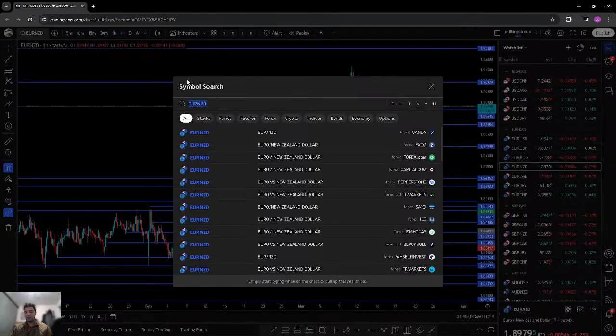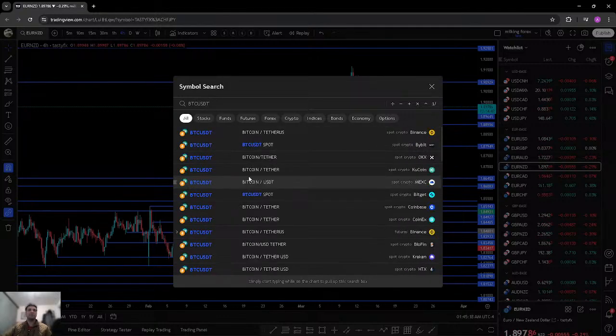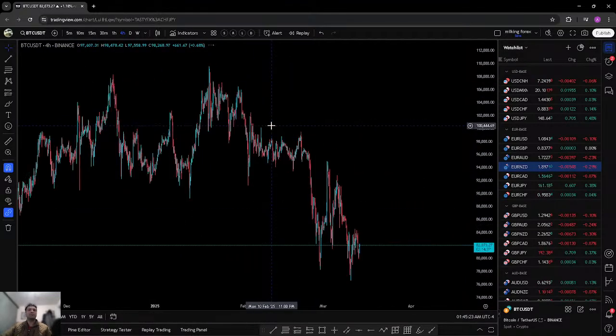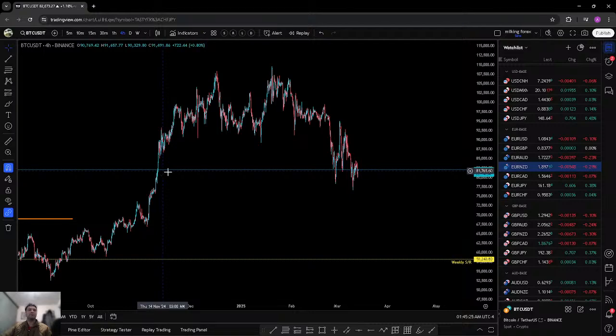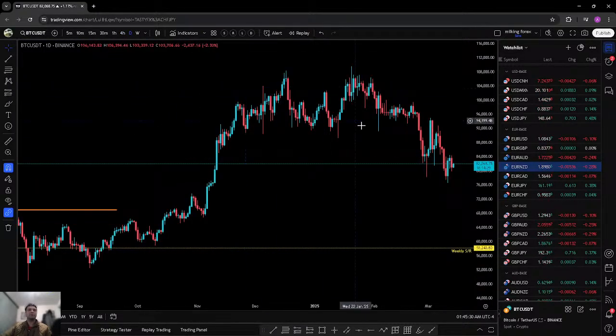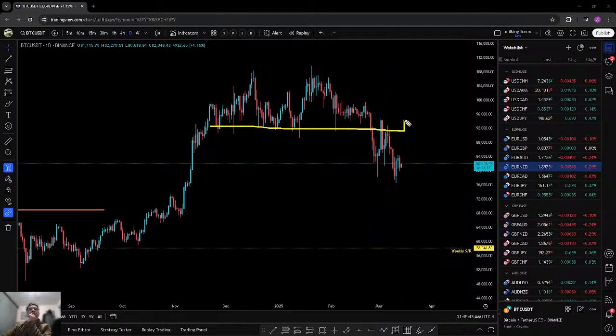What is happening with BTC, by the way? This is like a downtrend. After this support, we can see that the prices pulled back, continued, and went on the downside.